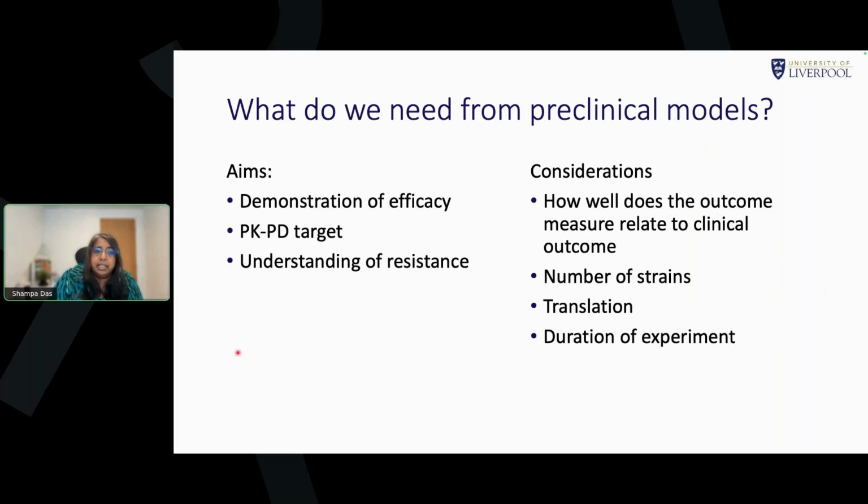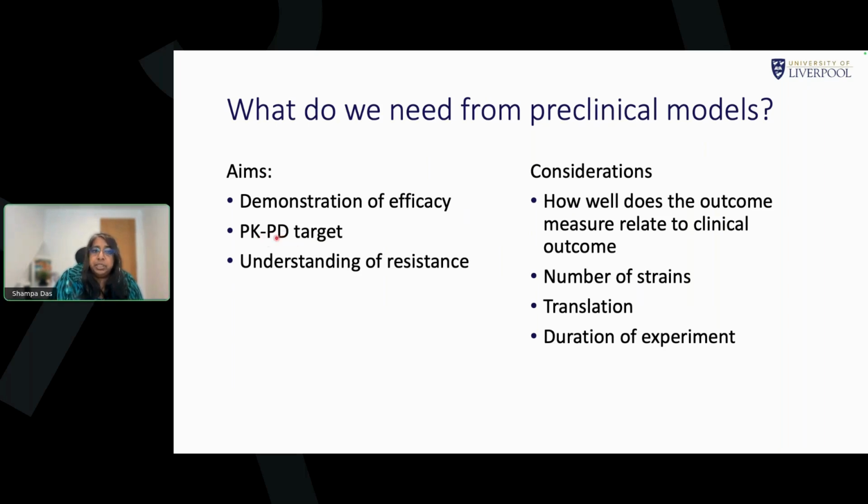So the other thing that we really need to focus on is understanding a PK/PD target. So actually, we want to understand that pharmacokinetic, pharmacodynamic relationship. And from that, we want to derive an exposure target. Then we're saying if we achieve that exposure, we should see a positive clinical outcome from that.